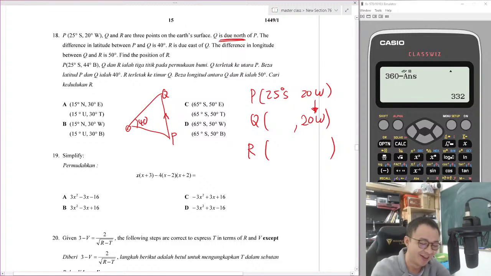So this is 25S. You move 40 degrees to the top. Then you just imagine, what do you get? You get 15 north, right? Yeah, this is 15 north.